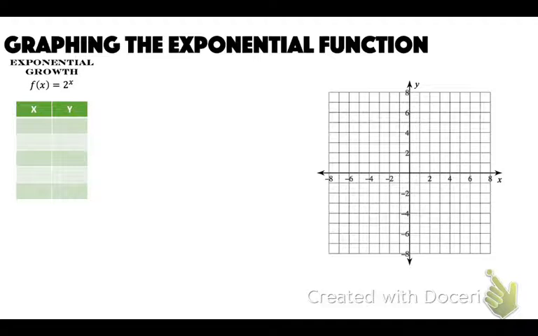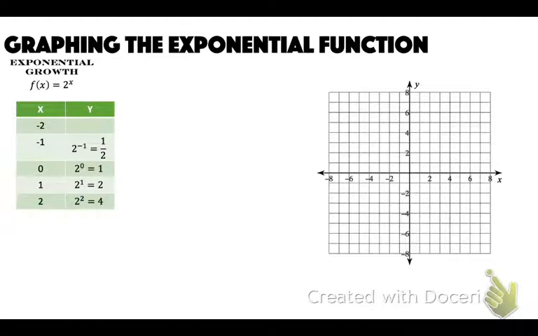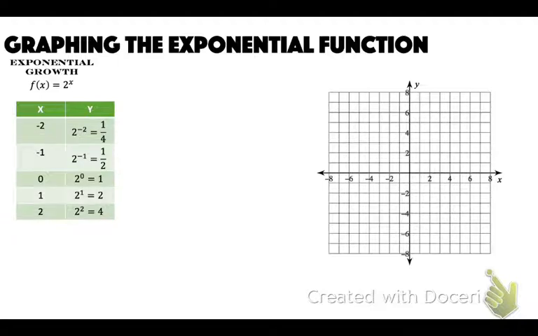You can graph literally any function by just plotting points. So we're just going to go from -2 to 2. When I plug in 0, 0 to anything to the 0 power is 1. If I plug in 1, that's 2, so 2 to the first power is 2. 2 squared is 4. 2 to the negative first power, just remember that makes it a fraction. So that's going to be 1/2, and then that would be 1/4. If you know what 2 to the first is, you can figure out what 2 to the negative first is. If you know what 2 squared is, you can figure out what 2 to the negative second is.